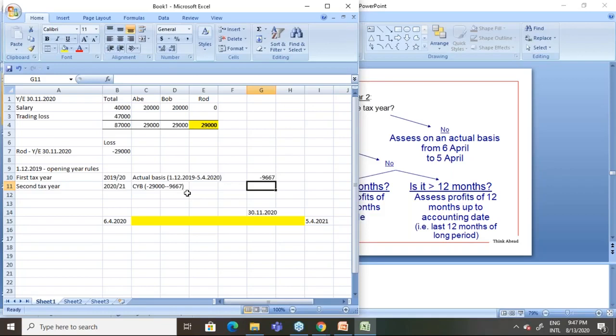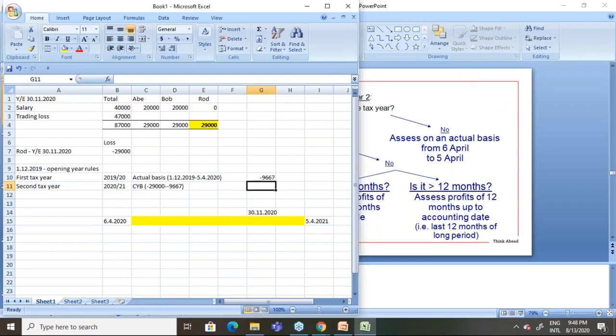The reason is there is no concept called overlap losses. You can have overlap profits, but you cannot have overlap losses. That's the reason.